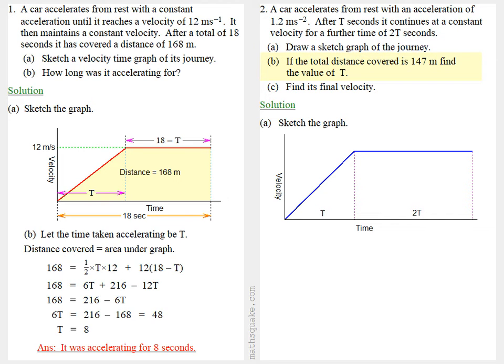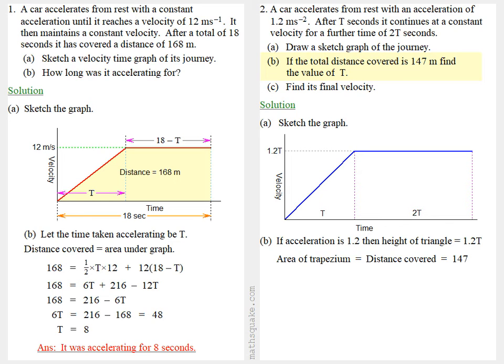Now in part B, we're asked, if the total distance covered is 147 meters, find the value of t. If the acceleration is 1.2, then the height of the triangle is 1.2t. Well, the area of the trapezium is equal to the distance covered, which is 147. Now the area of a trapezium is half the top plus the base times the height.